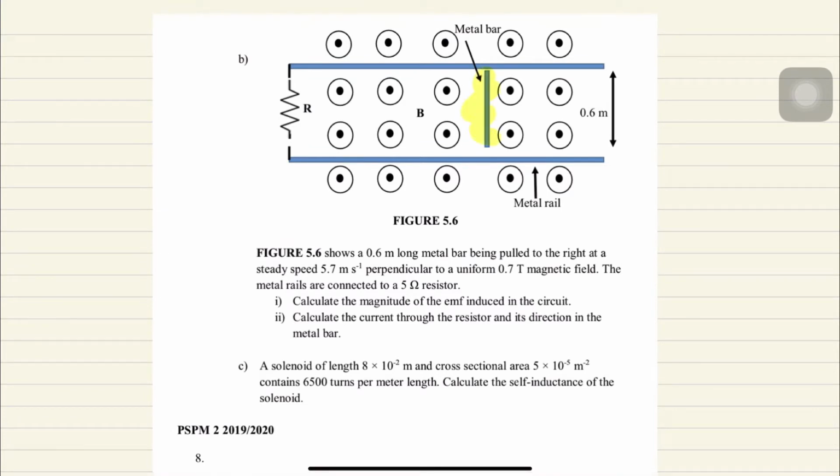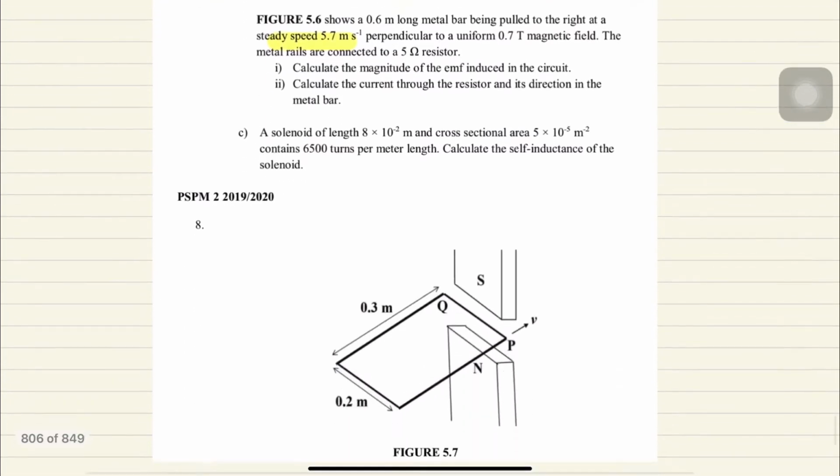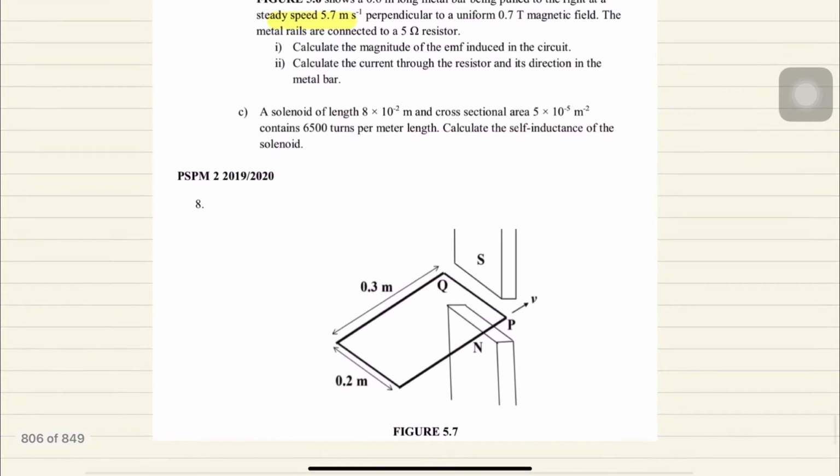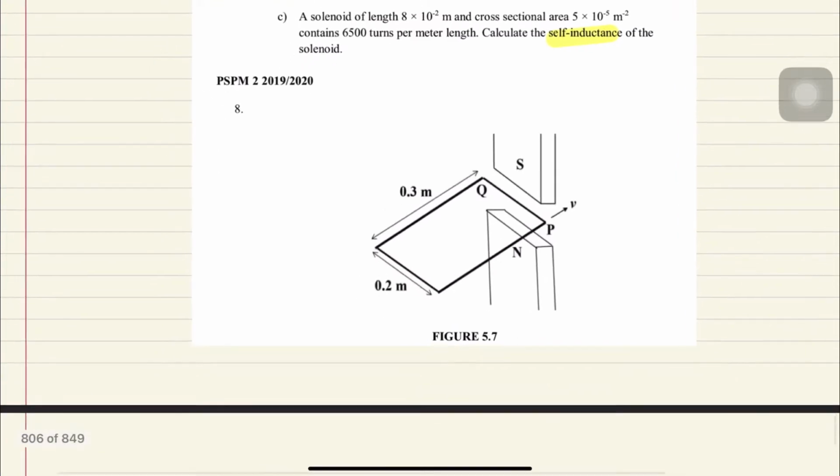Metal bar tu bergerak. BLV cos theta, BLV sin theta, sorry. Yang C tu self-inductance, dikasih cross sectional area, numbers of turn dengan length. So kamu kena pakai yang dimension tu lah.